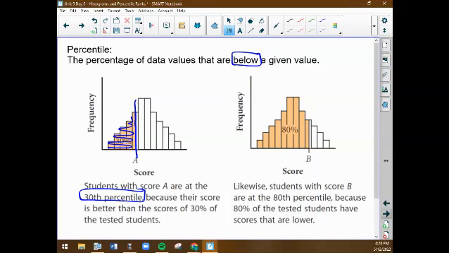So you may have seen your percentile in the MCAs, things like that. Similar but kind of different language. Let's say test B. I am in the 80th percentile because my test score was better than 80% of the people, or because 80% of the tested students have scores that are lower. So you're always looking at what percent is below.